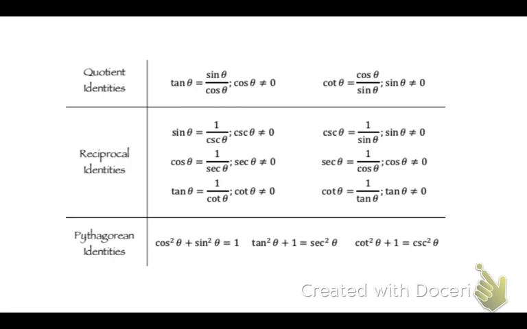But anyways, here are the identities that we're going to be working with right now. We have the quotient identities: tangent is sine over cosine, cotangent is cosine over sine, then the other reciprocals, and then the Pythagorean ones that we just went through.